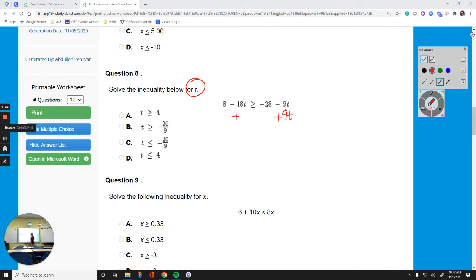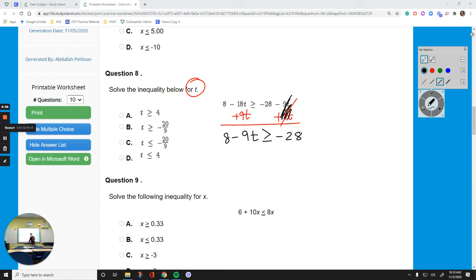Plus 9t, plus 9t. Now I will bring down everything. 8 minus 18t is greater than or equal to negative 28. Everything else is cancelled out. Oh, my bad. I forgot that I was combining negative 18 plus 9t. So negative 18 plus 9 is negative 9t. Okay, so these two are cancelled out, just in case you don't realize.